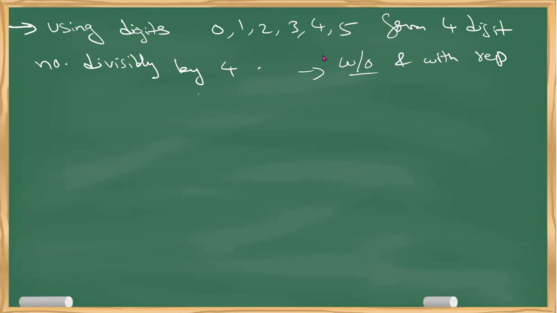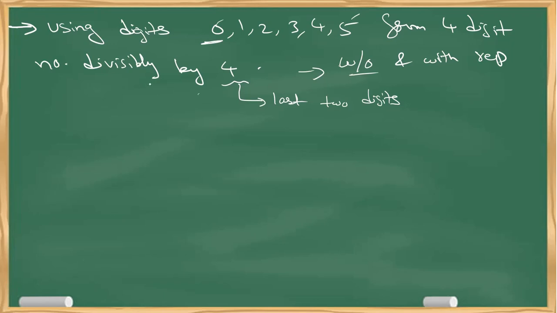So using digits 0, 1, 2, 3, 4, 5 form four-digit numbers divisible by 4. How many such numbers are possible? Now what is the divisibility rule of 4? The last 2 digits should always be divisible by 4. Now these are the digits. Check the possibilities. Again, the hidden condition is that 0 is there, so ensure 0 should not come in the first position.